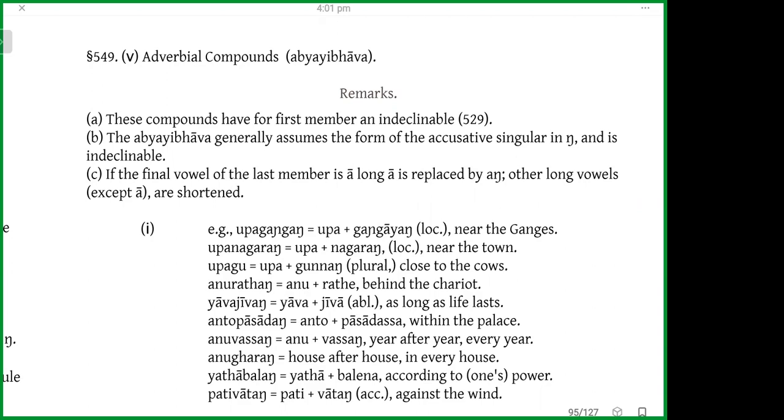Okay, number 1. For example, upa gangam, upa gangayam, locative, near the Ganges. Upa nagaram, locative, near the town. Upa gunam, plural, close to the cows. Anu ratham, behind the chariot. Yava jivam, ablative, as long as life lasts. Anto pasadam, within the palace. Anu vassam, year after year, every year. Anu gharam, house after house, in every house. Yatha balam, yatha balena, according to one's power. Pati vatam, accusative, against the wind.